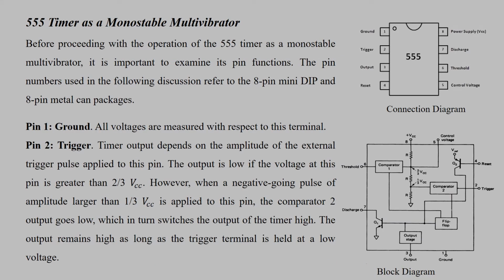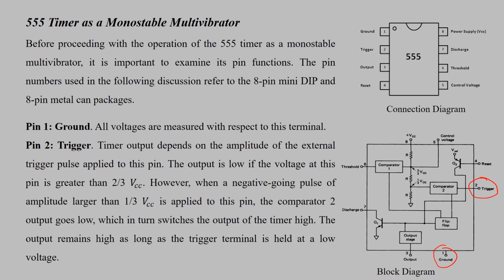Before proceeding with the operation of 555 timer as a monostable multivibrator, we will examine the pin functions. Pin number 1 is ground. All the voltages are measured with respect to this terminal. Pin number 2 is trigger. The timer output depends on the amplitude of external trigger pulse applied to this pin.